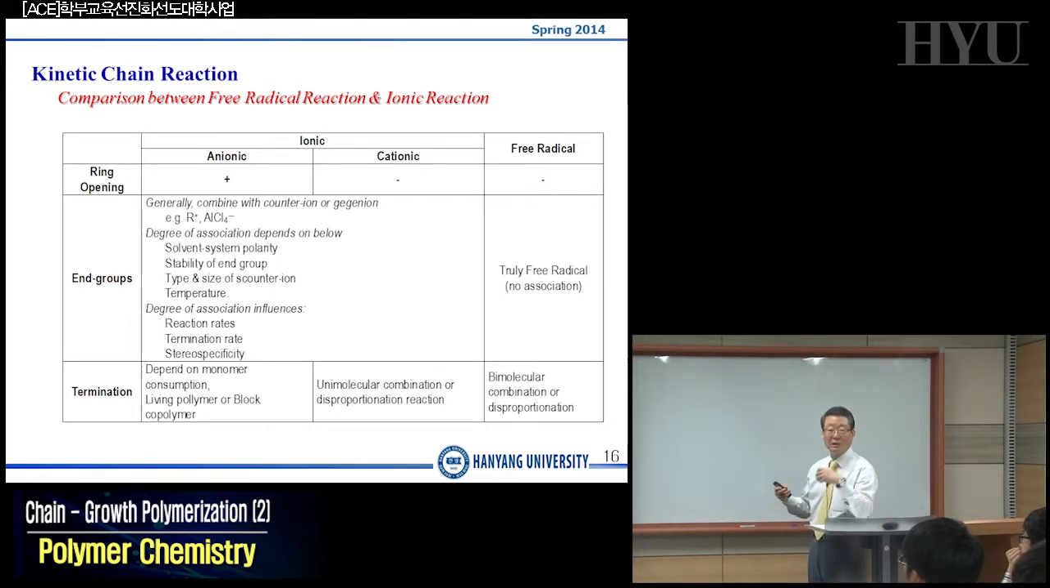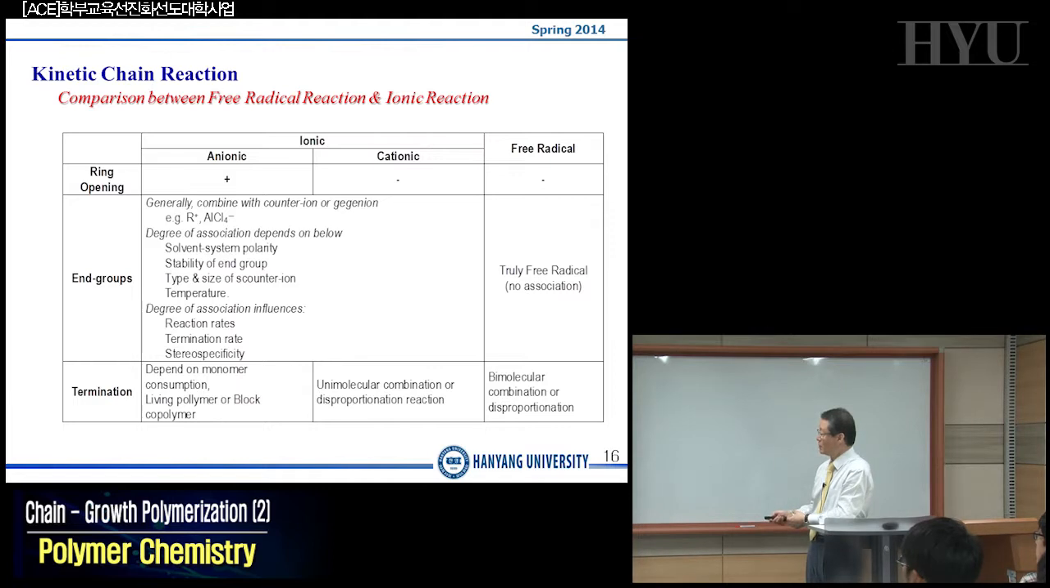In other words, it determines whether it could become cis or trans. I think we will talk about this stereospecificity later, but anyway, the arrangement of the components in space will be affected by the degree of association as well.